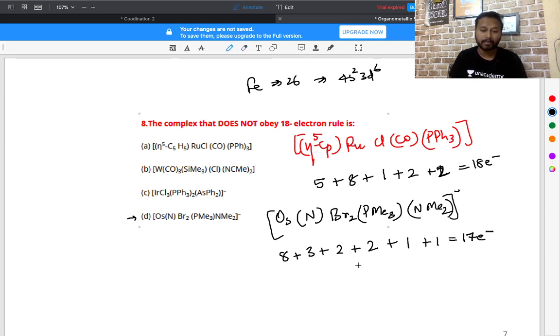Alright, so your option number 4 is a 17 electron species, and that's your correct option, where it is said that it does not obey the 18 electron rule. So option D is the correct option for this.